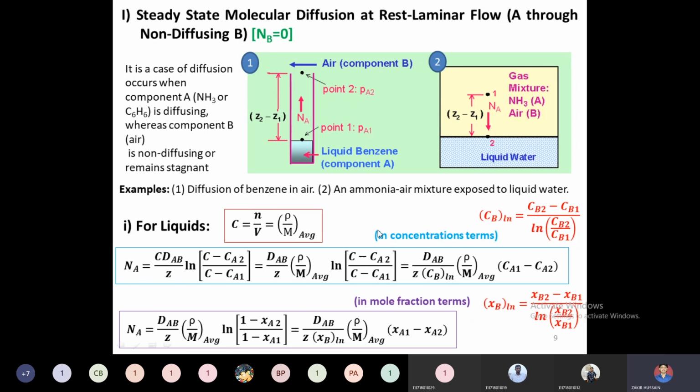Then in terms of mole fraction, these were in terms of concentration. Mole fraction is nothing but individual concentration divided by total concentration, or individual moles divided by total moles in the liquid phase. In the gas phase, it is individual pressure divided by total pressure. When we divide this formula by the total concentration, C will be cancelled. C_A1 by C is equal to the mole fraction of component A at point 1, so X_A2 and X_A1. So in terms of mole fraction, these formulas are applicable.